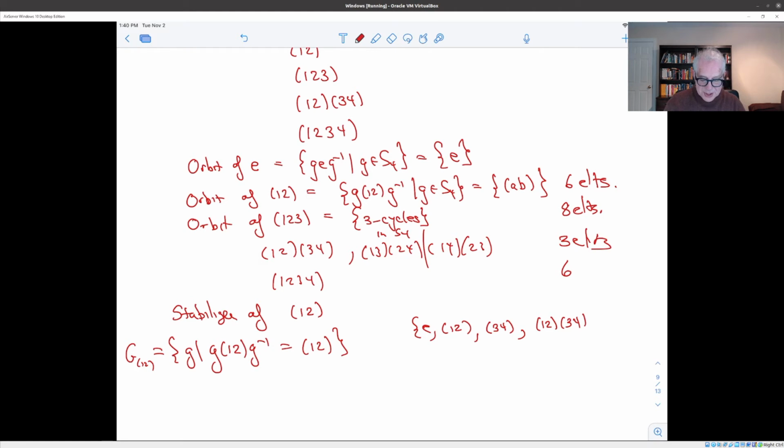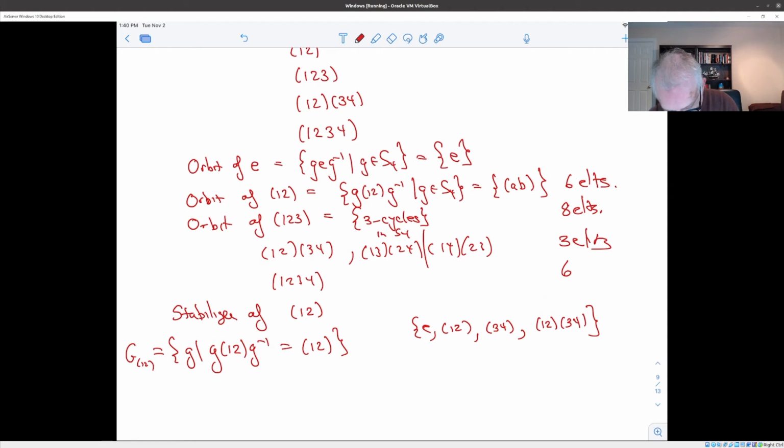What about a 4-cycle? Same problem. It's not going to be disjoint from 1 and 2. And we've already accounted for one of these products, (1 2)(3 4). But if we had, for instance, (1 3)(2 4), then the effect of that would be to change the 1 to a 3 and the 2 to a 4, and so it wouldn't preserve this. The upshot of this is that this is the full stabilizer of this element.